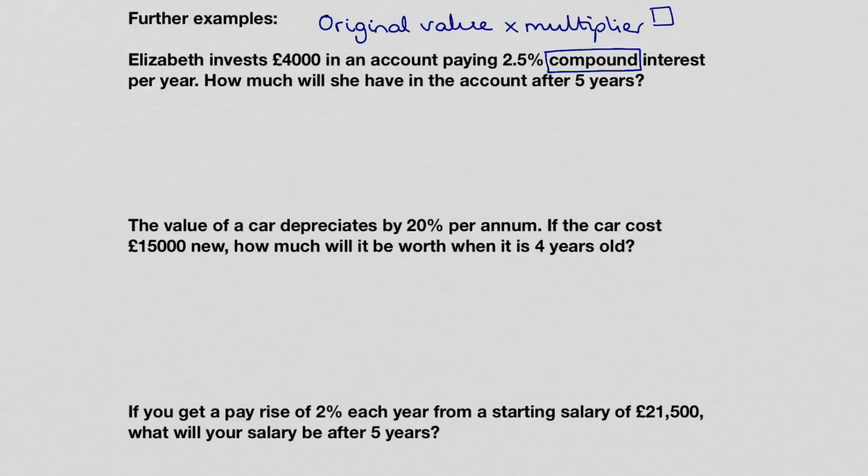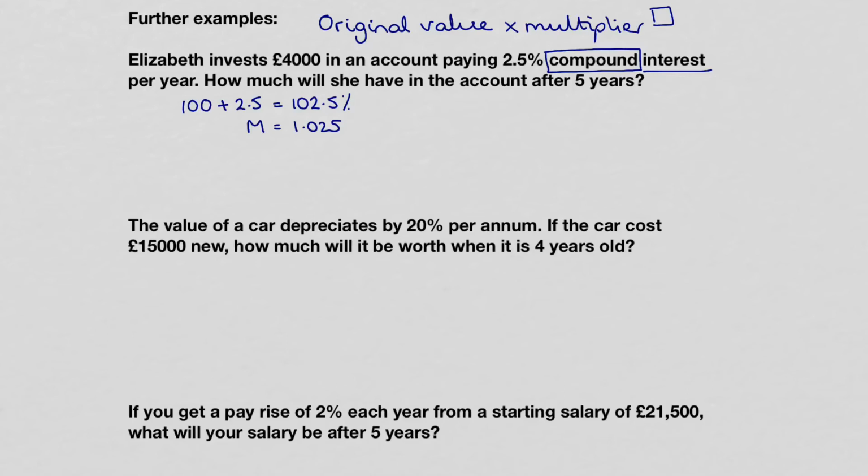Okay, so we're going to need our multiplier. If you're getting interest, that means you're increasing. So our 100% that we're starting with is being increased by 2.5% to give us 102.5%. And remember, to get the multiplier, you divide that by 100. So I'm going to say M equals 1.025. You can do that in your head or on a calculator, but all you're doing is moving your digits 2 places to the right when you're dividing by 100.